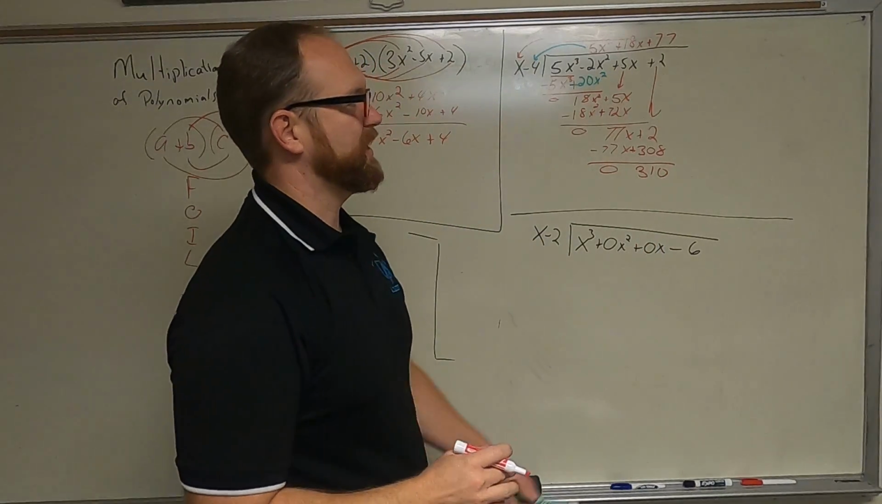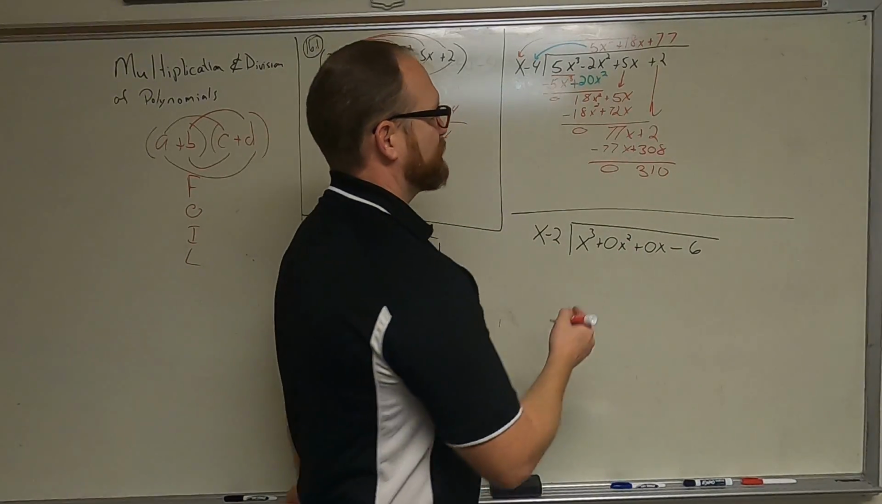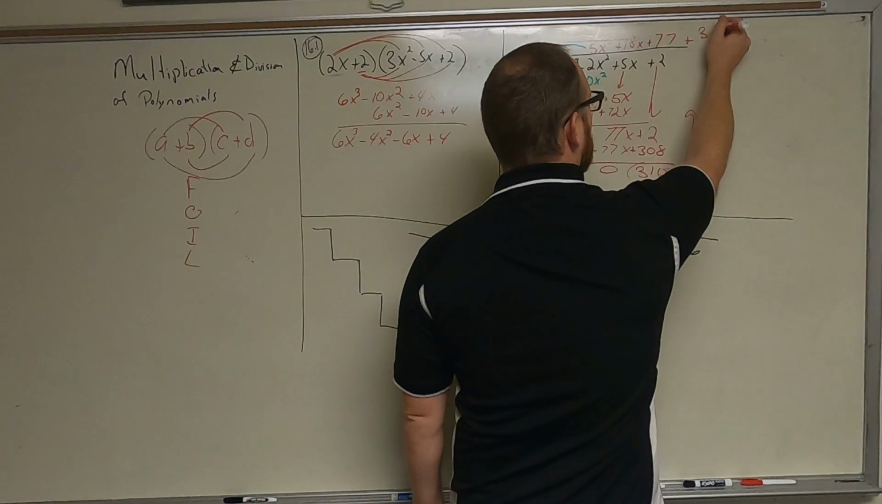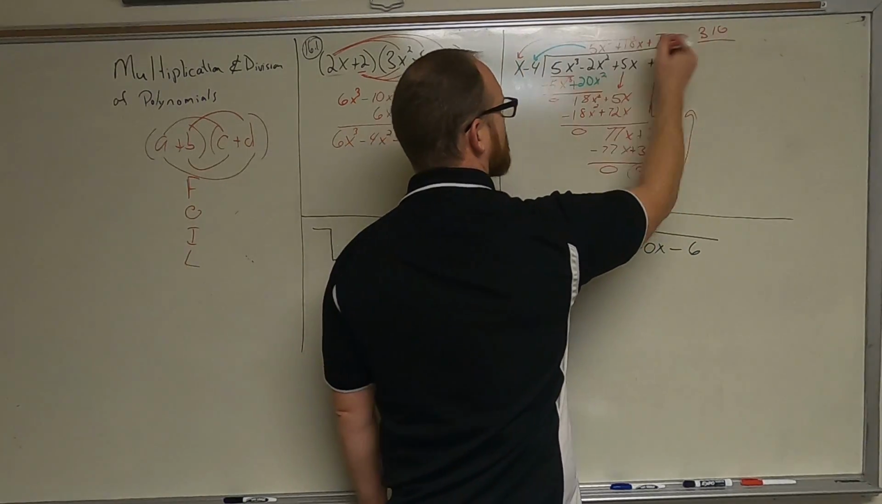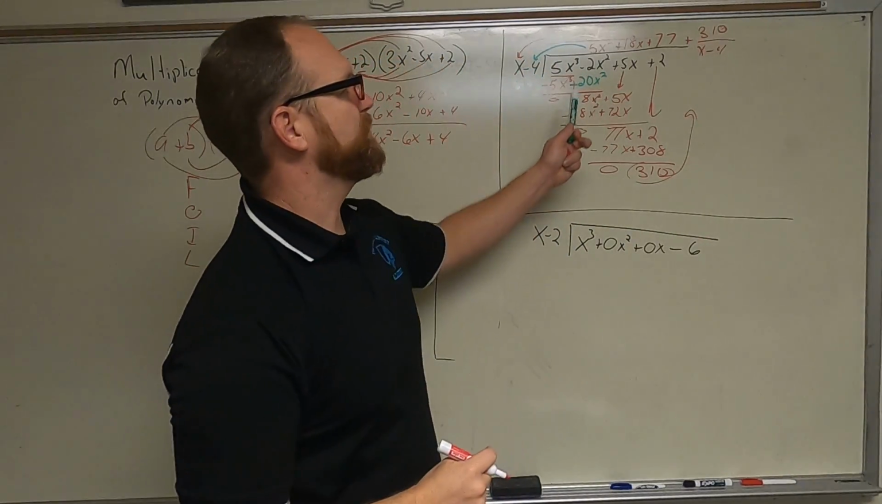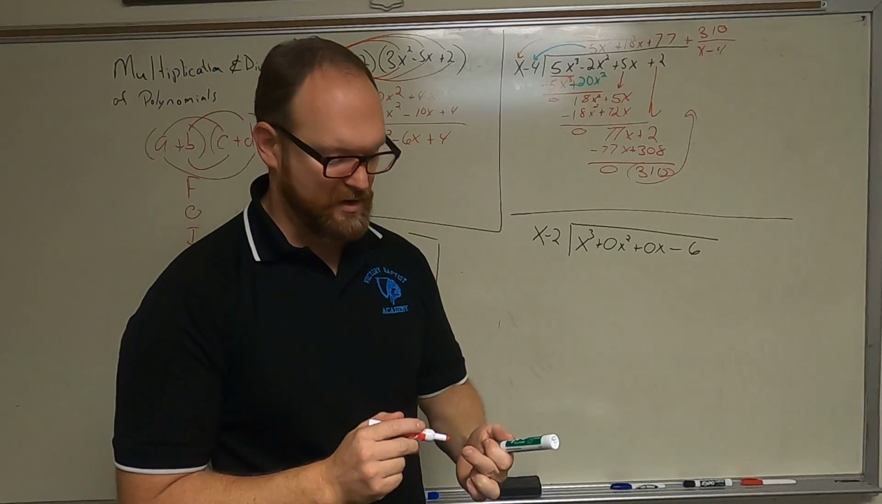Okay, so what do I do with that? I don't have any other dividend to bring down. So my 310 gets brought up here like a remainder. So it's going to be plus 310 over my divisor, x minus 4. And that's it. 5x squared plus 18x plus 77 plus 310 over x minus 4.